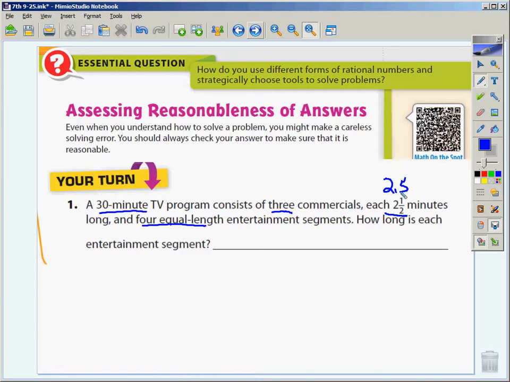So, a TV program consists of 3 commercials, each 2.5 minutes long, and 4 equal length entertainment segments. How long is each of the segments? And it's really, really important that we identify what they're actually asking. They're asking how long each of those entertainment segments are. So, I know that I have 3 commercials times 2.5. And you could actually take the time to put that in on your calculator.